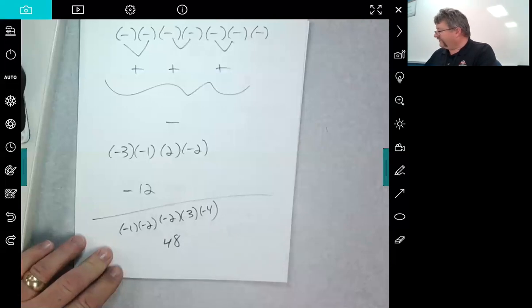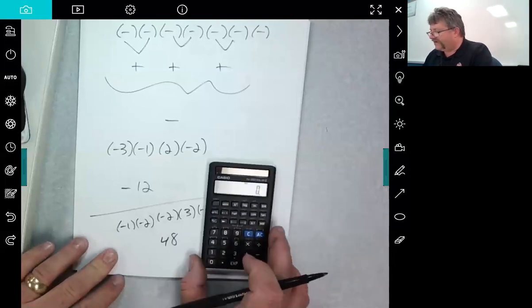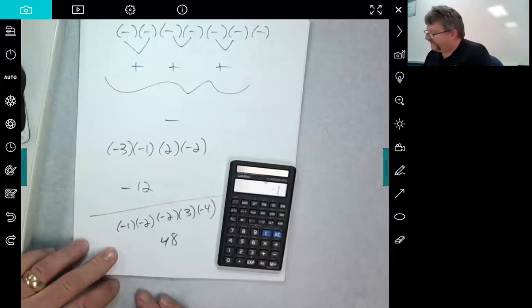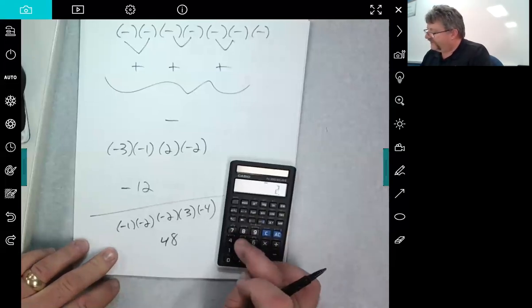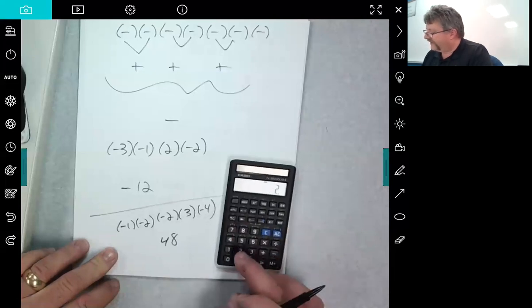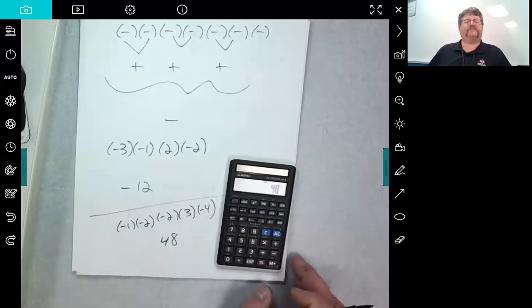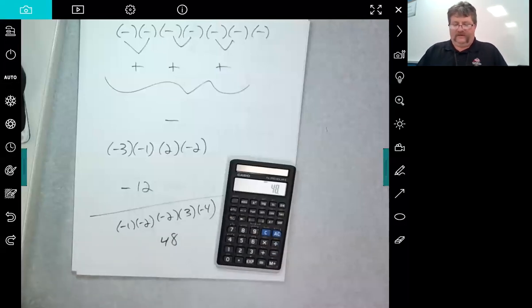If you do the signs yourself, it'll save you hassle, right? Yeah, you can just plug this whole thing in, but putting that negative in is a little cumbersome. -1 times -2 times, I guess it's not that bad, times -2 again, times 3 times -4, 48. Okay. All right, not so bad, right?